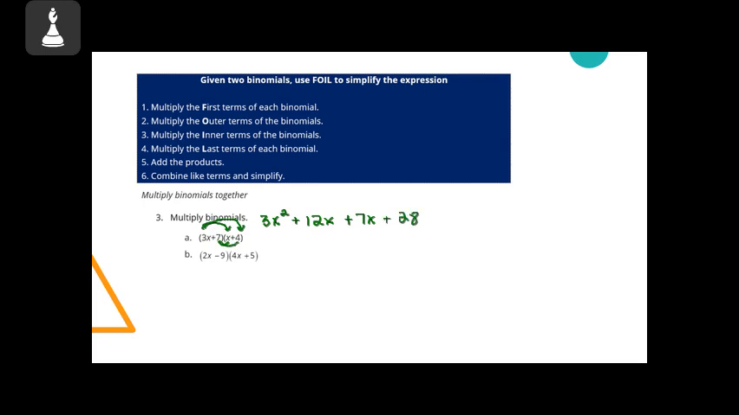Now these two middle terms are going to be like terms. So we're going to combine those together. So I have 3x squared. If I have 12x plus 7x, that's going to make 19x. And then put the plus 28 on the end.